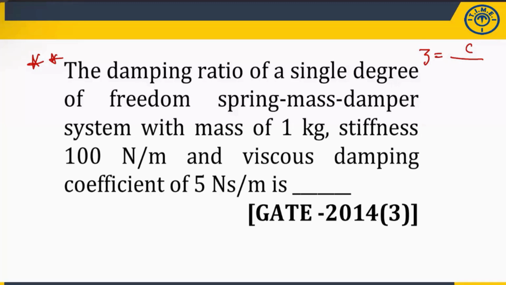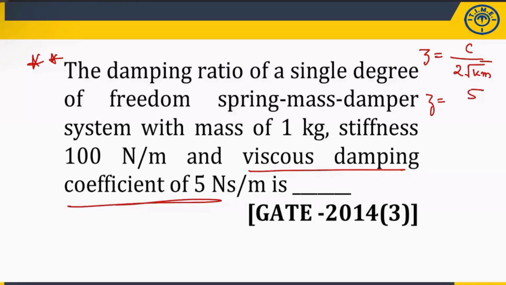In this question, nothing else is there. If you remember the relation, you can easily solve the problem. So zeta is C by CC, and you know this formula: CC is 2 square root of Km. Zeta value you have to calculate. C value is given. What is the C value? Viscous damping coefficient is 5.